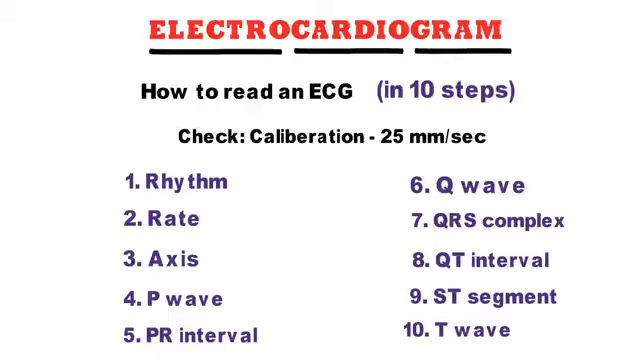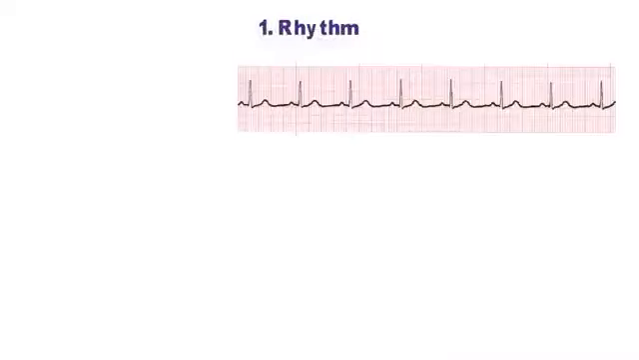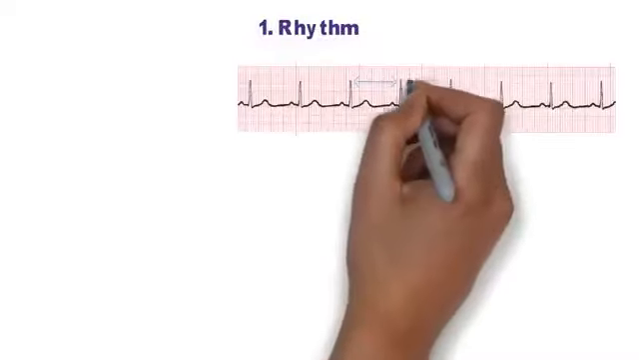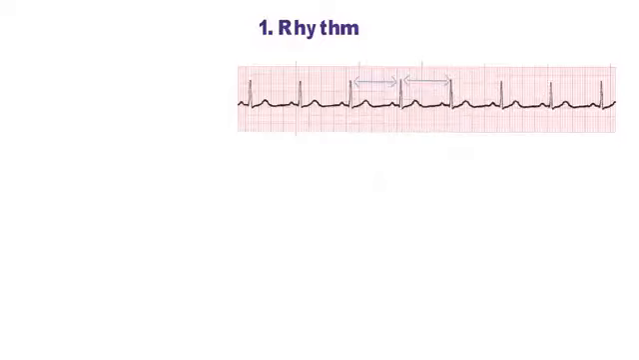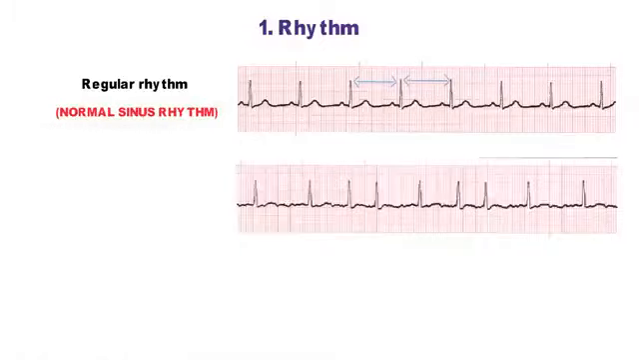So we'll discuss ECG interpretation in this manner: rhythm, rate, axis, P wave, PR interval, Q wave, QRS complex, QT interval, ST segment and T wave. Now step 1 is rhythm. To check the rhythm, we check the RR interval. As in this ECG, RR intervals are equal and there is a P wave before every QRS complex. So this is a normal sinus rhythm.